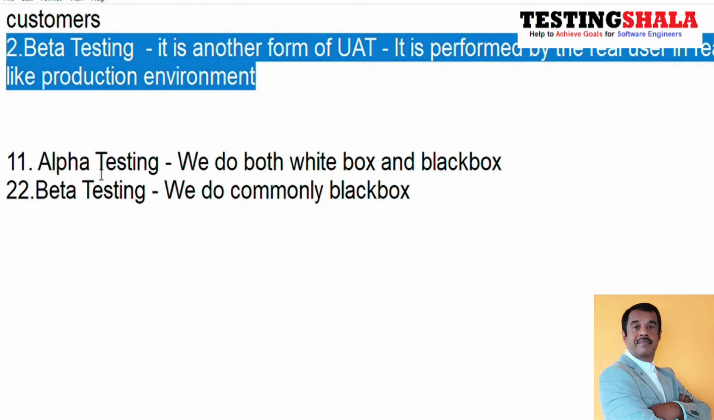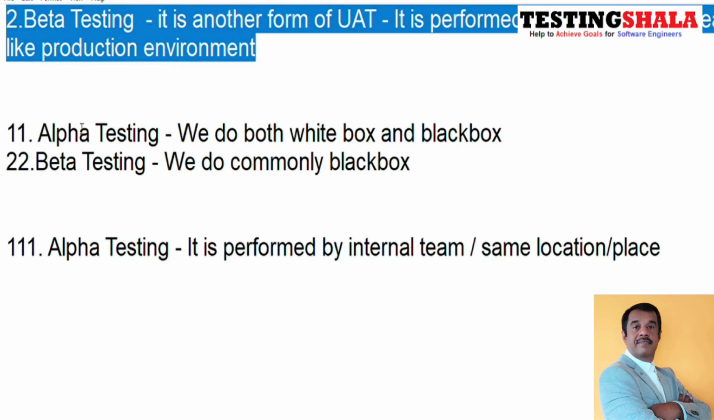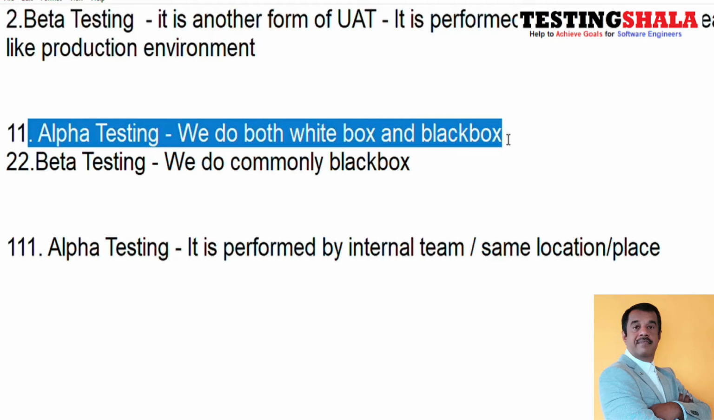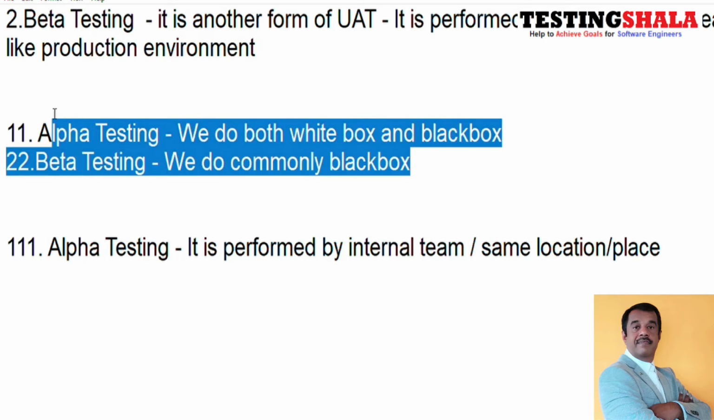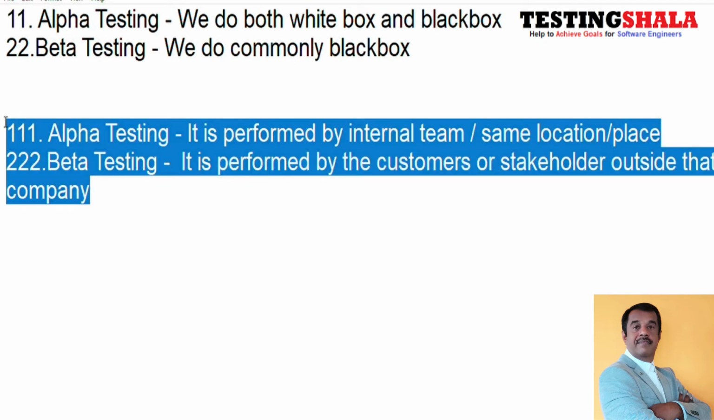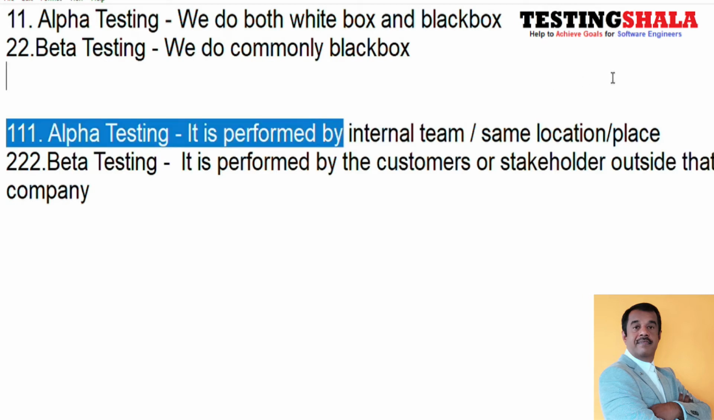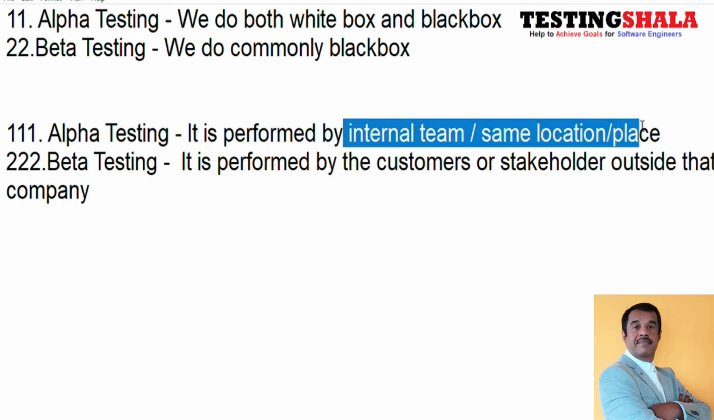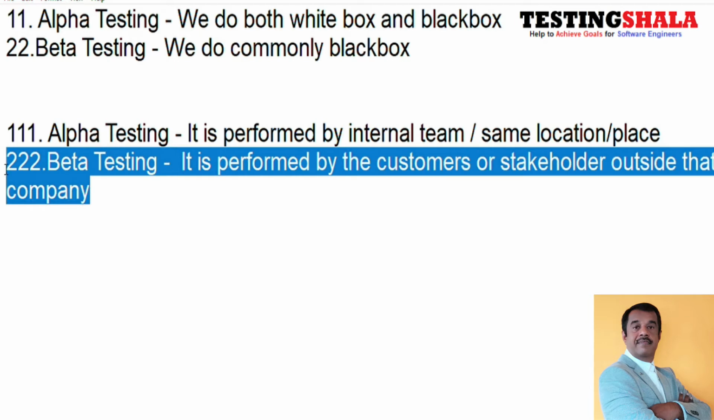In alpha testing we can do both white box testing and black box testing, but in beta testing we will be concentrating mostly only on black box testing. And in terms of who performs it, alpha testing is performed by an internal team within the same project or the same company, but beta testing is purely done by the end user, customer, or stakeholders outside the company.